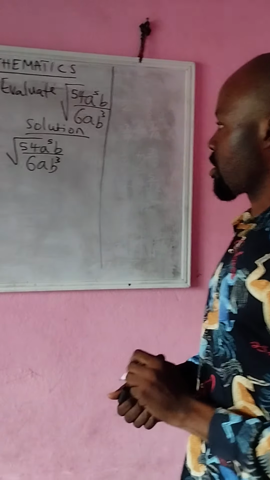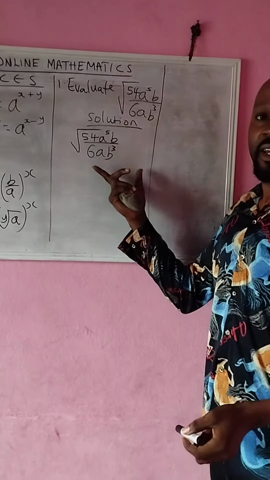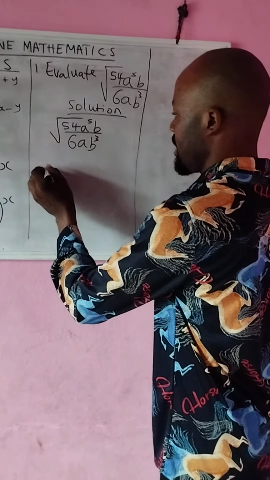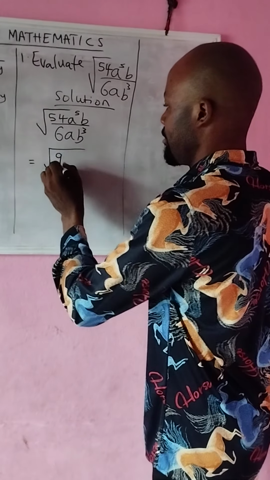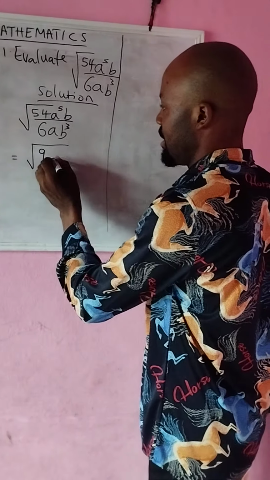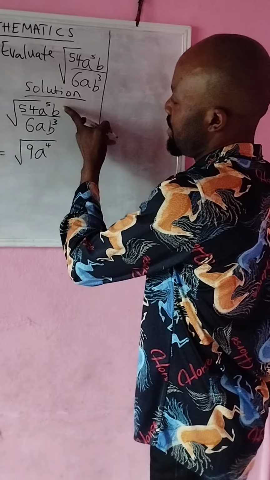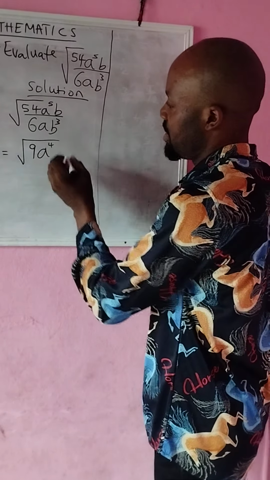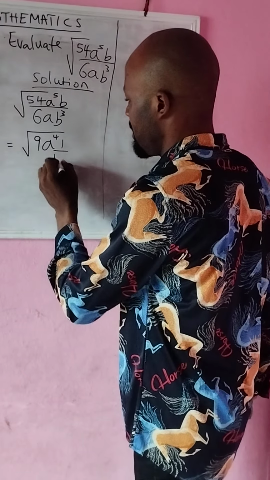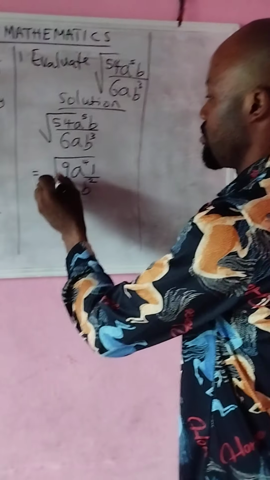Now this question is complex. The first thing to do is to simplify the question. 54 divided by 6 is 9. A raised to the power of 5 divided by a is a raised to the power of 4. You have b divided by b raised to the power of 3, you have 1 over b raised to the power of 2. This is how you have it.